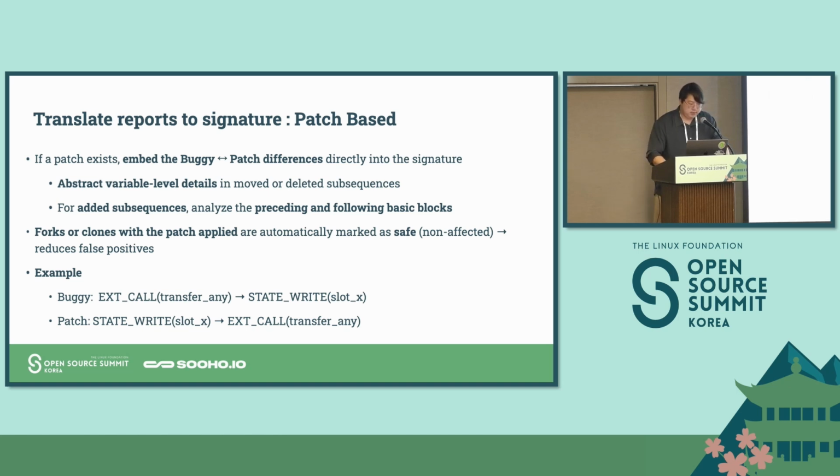On the slides are simple illustrations. In the buggy code, an external call happens before the state update. The patched version reverses it: the update first, and then the external call. It usually shows up in reentrancy issues. We detect this change in the order of the two byte sequences and represent it as a signature, for example using a regular expression or similar matching patterns.